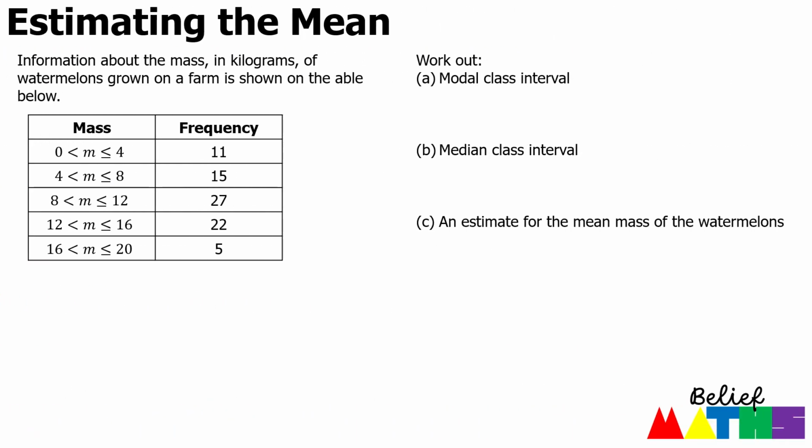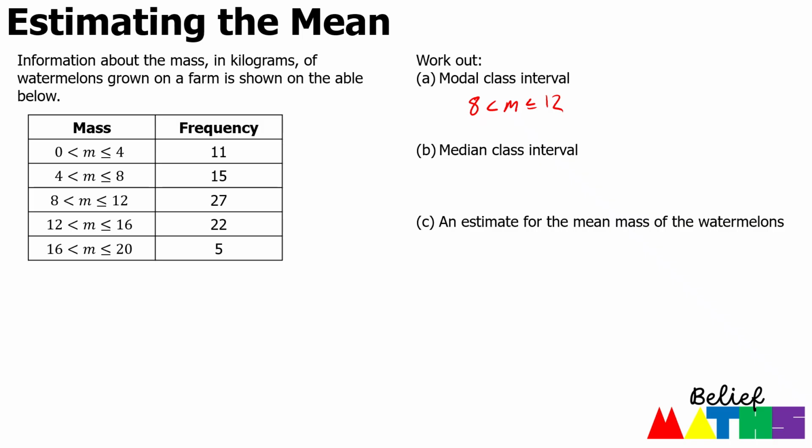Now taking this one step further, we can do it when we've got these interval values. You can see instead of it being 0 books, 1 book, 2 books, 3 books, we've got between 0 and 4, 4 and 8, 8 and 12, 12 and 16, 16 and 20. We work this out in the same way though, we just write the class interval. So remember, modal means highest frequency, so the answer is just 8 to 12.